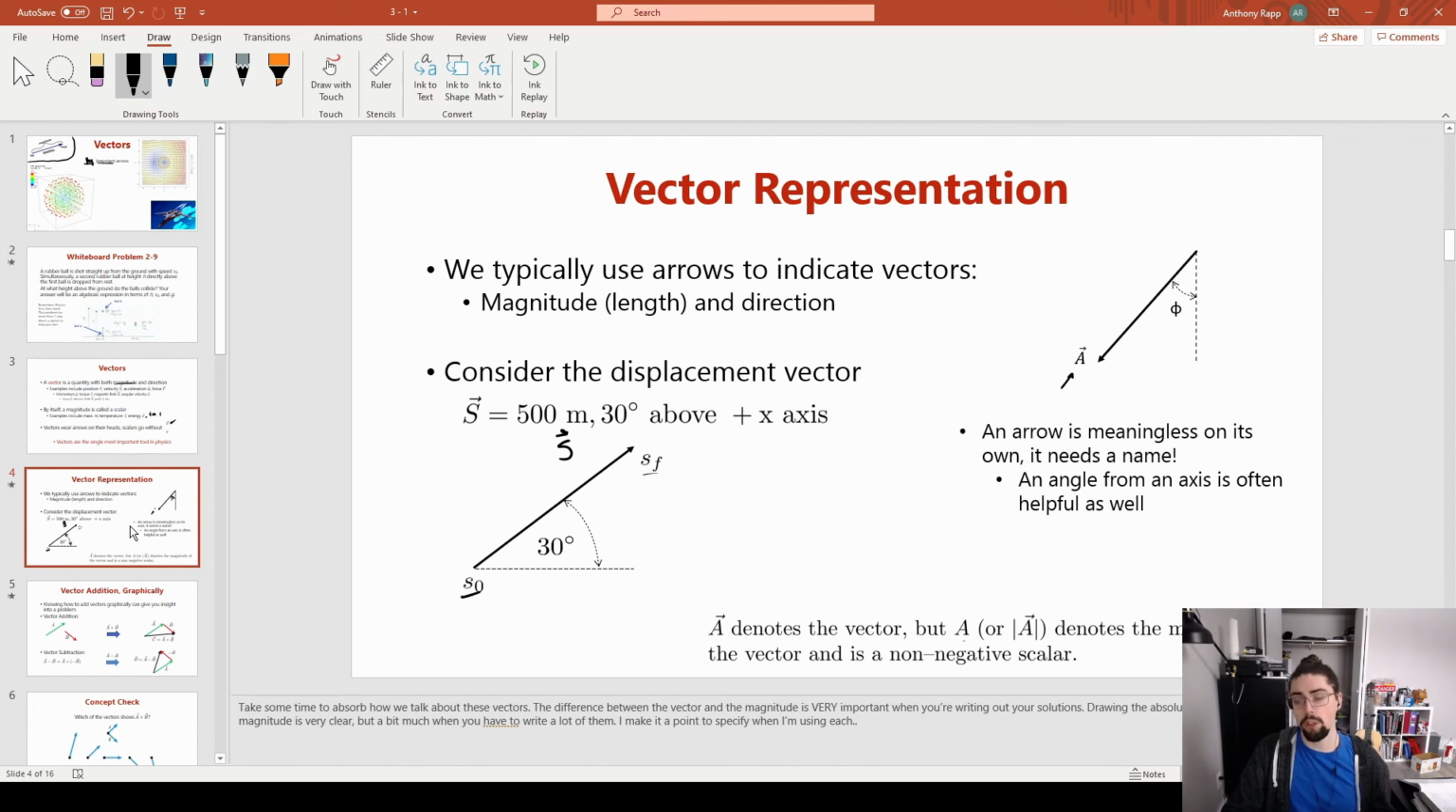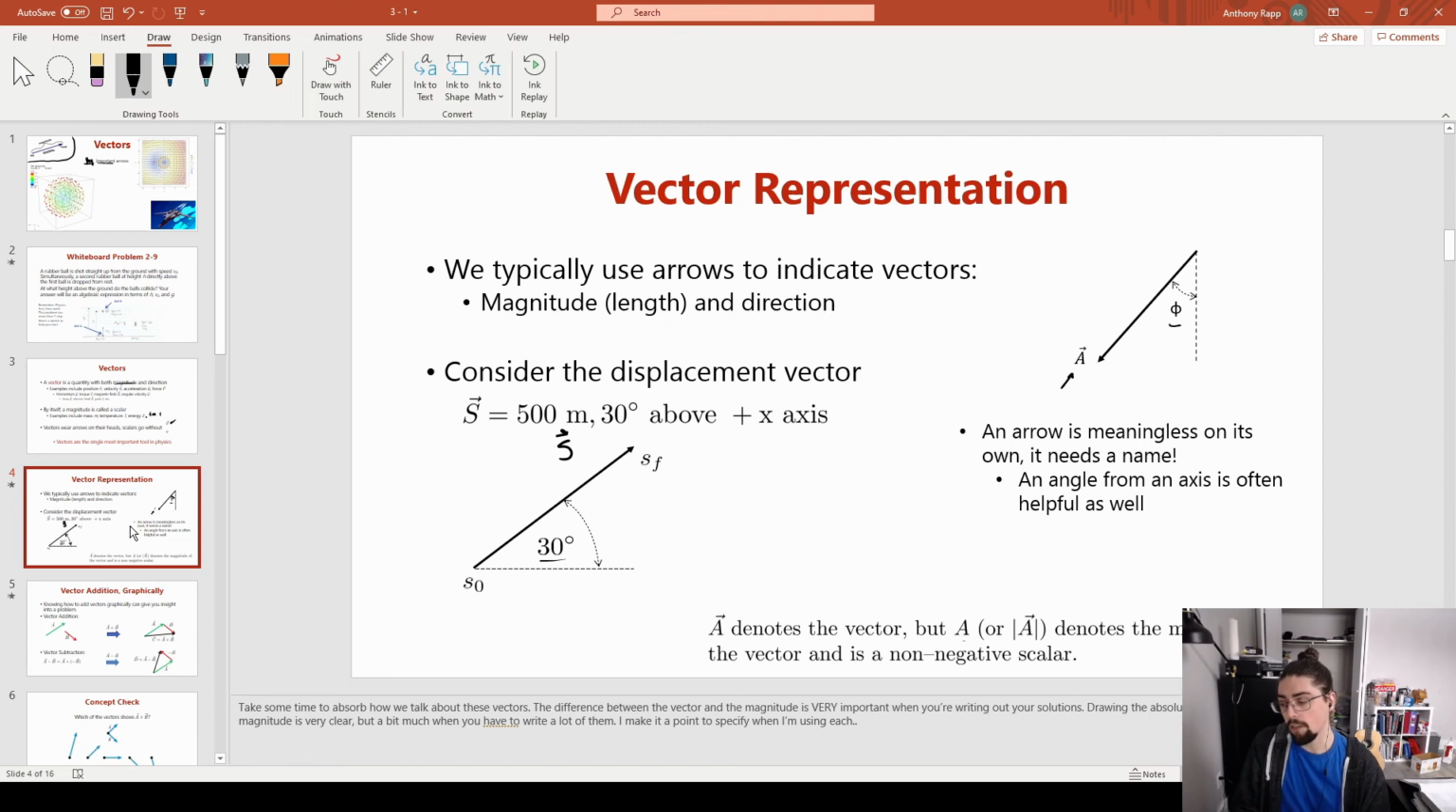One of the other things that we do with this is that we try to label some sort of direction with it as well. So most of the time we will see theta or phi or 30 degrees or something like that to specify what direction it is going relative to our normal axes, x, y, z, whatever we want to have with all of those things.